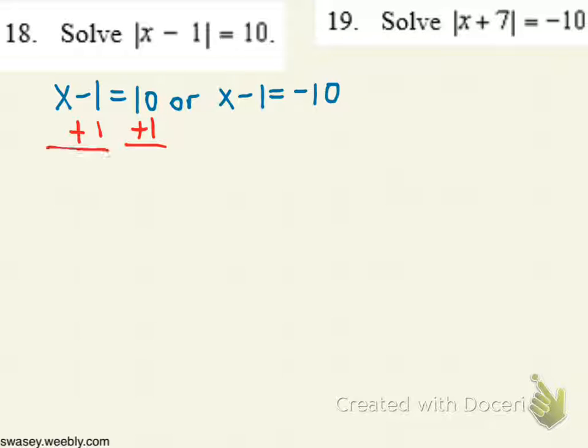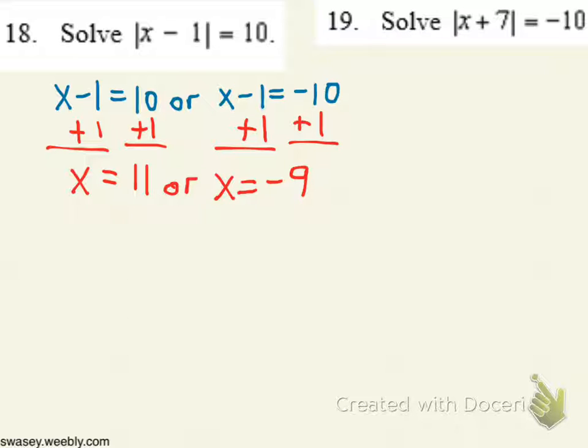of those equations. One-step equations, get rid of minus 1, add 1, you get 11. Get rid of minus 1, add 1, and you get negative 9. You can check it by substituting back in, but we have two solutions, 11 or negative 9.